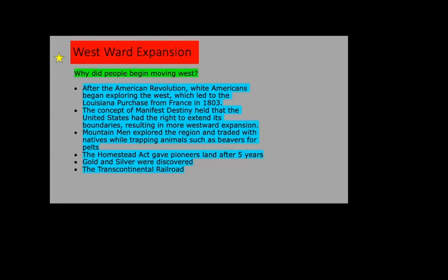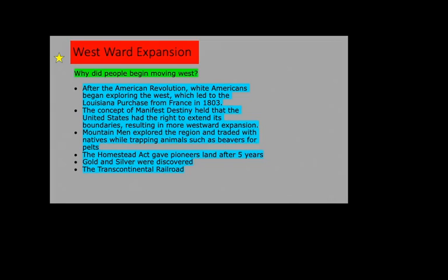Okay. Then we have what we call the Homestead Act. It gave pioneers land after 5 years. So this was something that President Lincoln came up with. He signed this act so that people would begin moving west, and to encourage that, he gave them land after they settled it, farmed it, and lived there for 5 years.